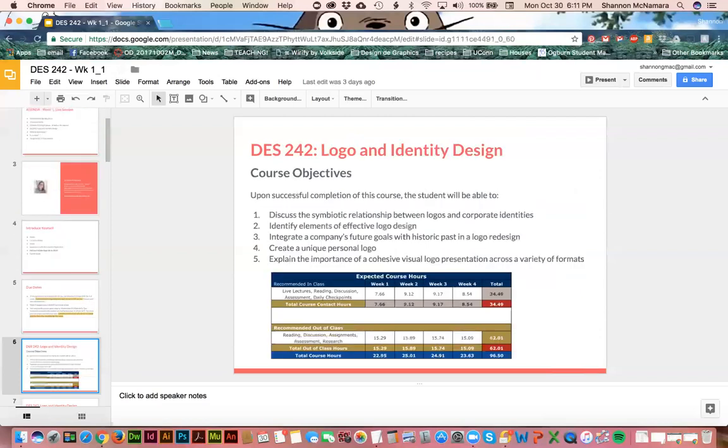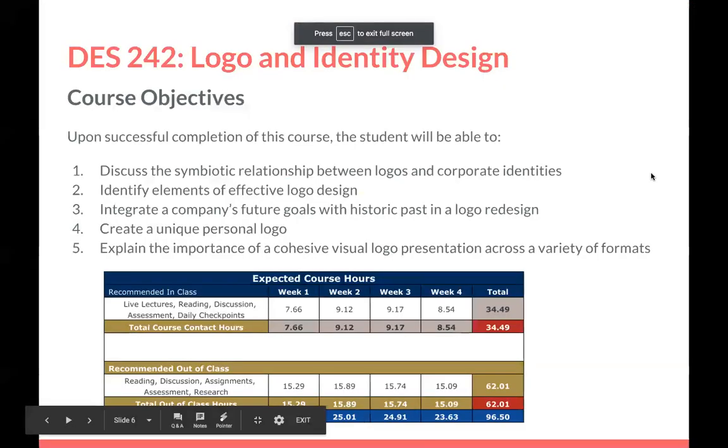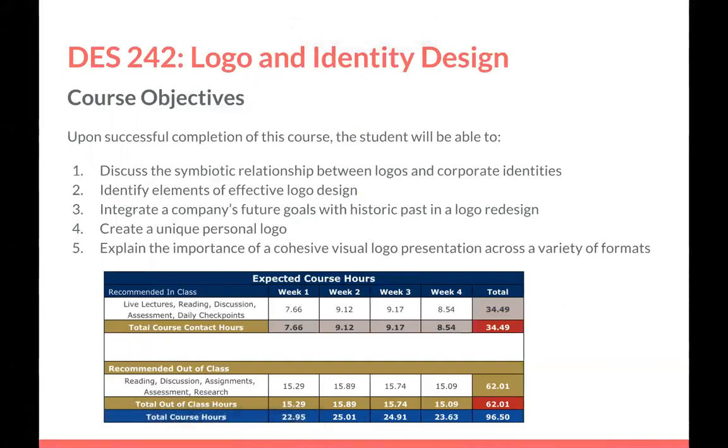All right, so let's take a look at our course objectives for the week. Yeah, that would be scary if we were doing this course in a week. Let me make this slide really big. So upon successful completion of this course, you should be able to discuss the symbiotic relationship between logos and corporate identities, identify elements of effective logo design, integrate a company's future goals with historic past in a logo redesign, create a unique personal logo, and explain the importance of a cohesive visual logo presentation across a variety of formats.